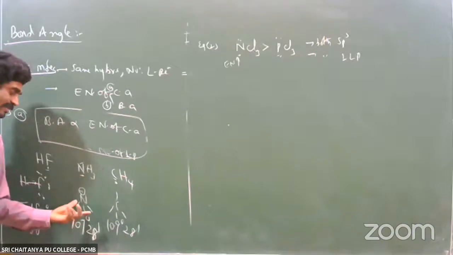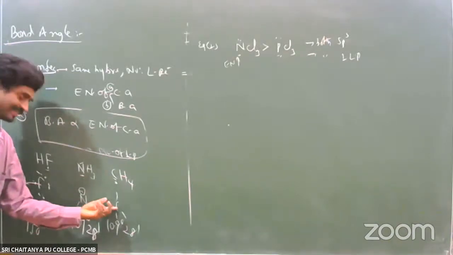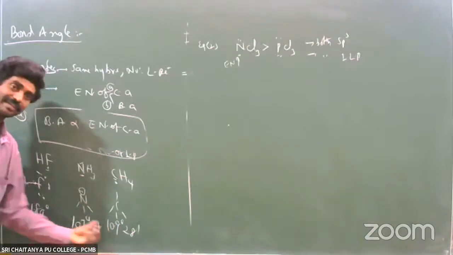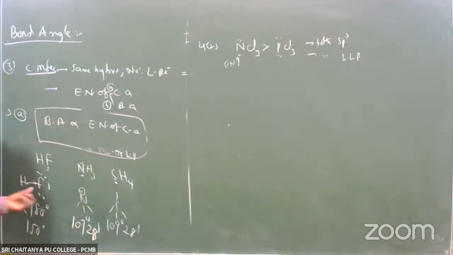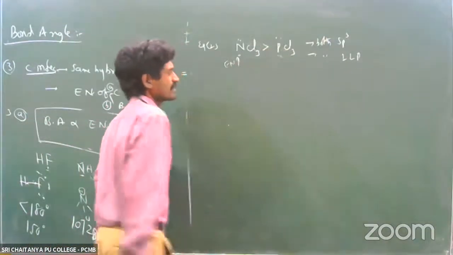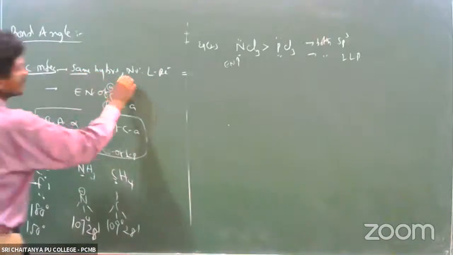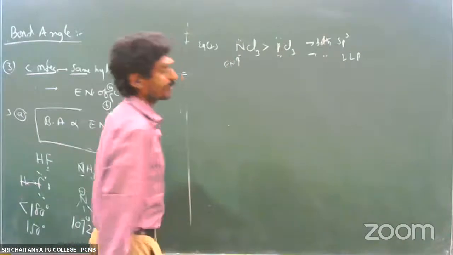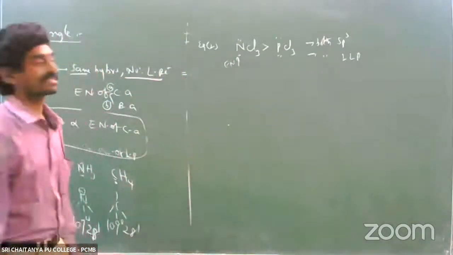How many lone pairs are there here? No lone pair. And here one lone pair. So the lone pairs are there, and the angle decreases: 109, 107. Then what about these two? Here the central atom has more electronegativity, and this one has less, so it is more here and less there. Got it? Here also NCl3 and PCl3: both undergo the same hybridization and have the same number of lone pairs, but it is decided by this, directly proportional to the electronegativity of the central atom.